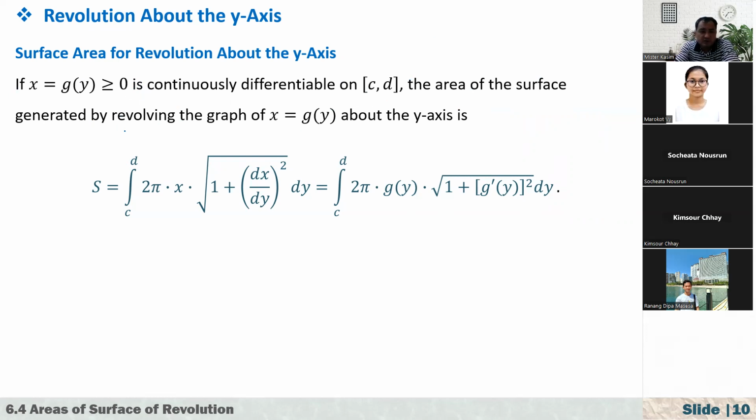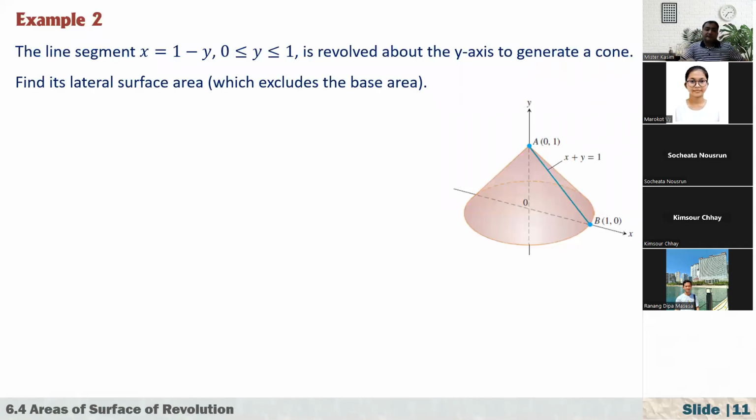So the area of the surface generated by revolving the graph of x equals g of y about the y-axis is, everything. Again, we are just interchanging the roles of x and y. Let's see one example. The line segment x equals 1 minus y, where y changes from 0 to 1, is revolved about the y-axis to generate a cone. Find the lateral surface area, which excludes the base area.